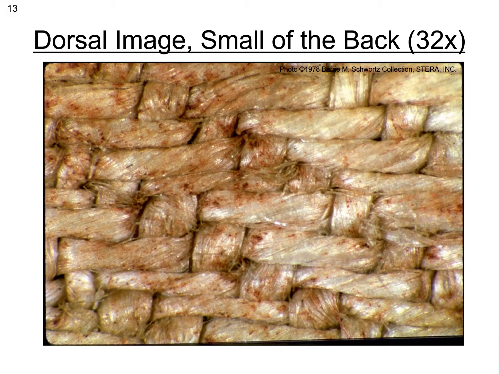This is a photo of the small of the back on the dorsal image at a 32 power magnification. This image shows the 3-to-1 herringbone weave of the shroud and some of the blood that had flowed down from the wound in the side.